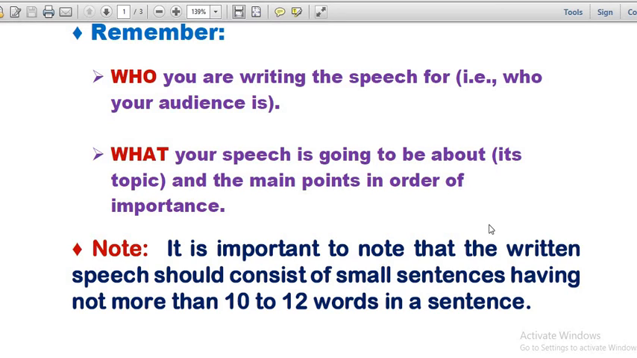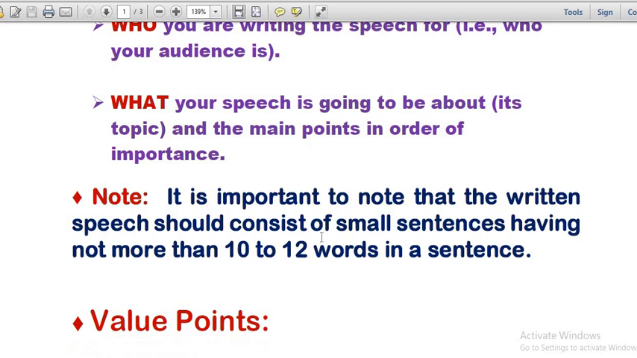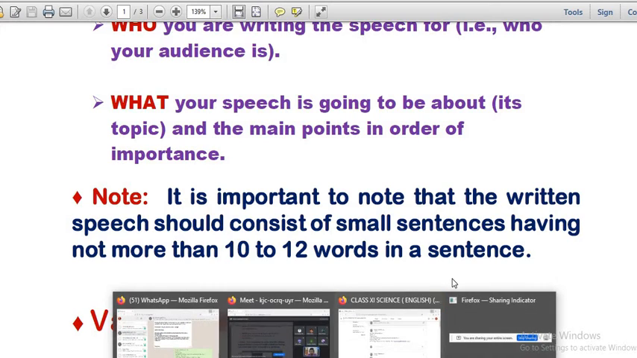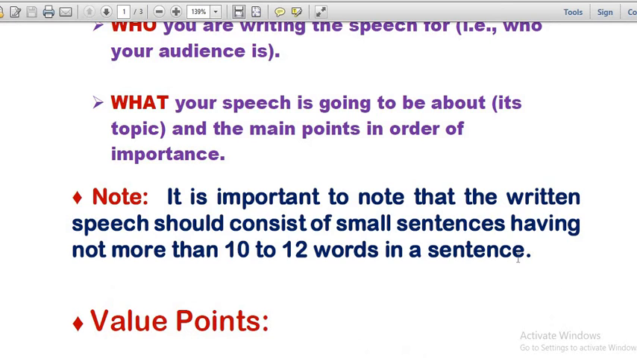Another thing that you should all note, dear students, is that the written speech should consist of small sentences having not more than 10 to 12 words in a sentence. Remember. Okay, the speech should consist of small sentences. Don't write lengthy sentences. There should not be more than 10 to 12 words in a sentence.